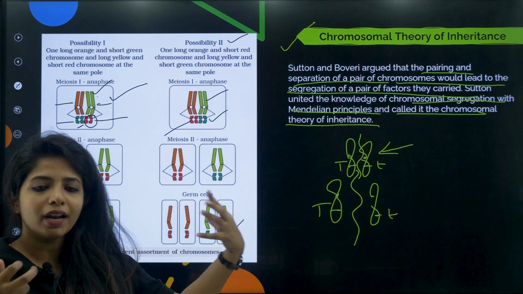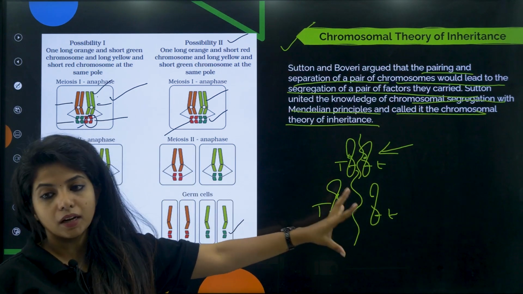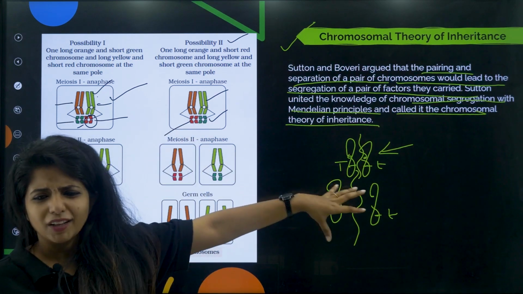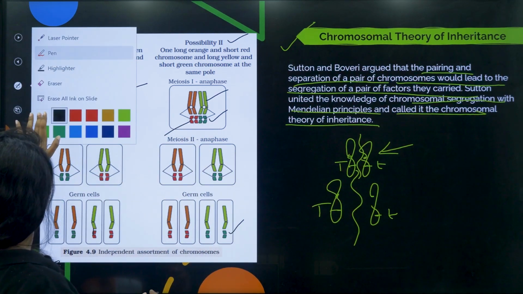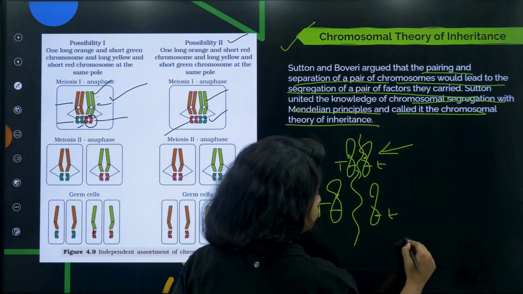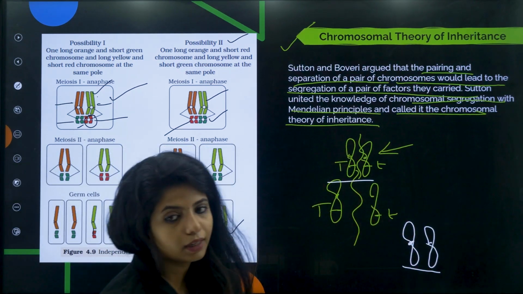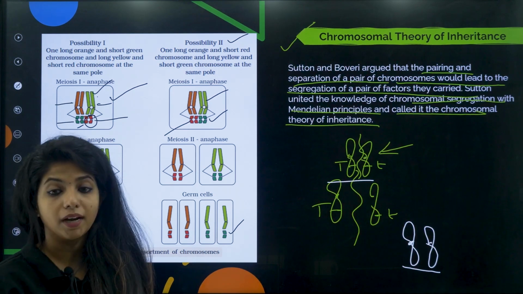Now you can add that this is independent assortment. Basically, actually this does not show independent assortment, so I should not be taking that. But if there were two chromosomes, then definitely. If this was this chromosome and this chromosome, then definitely they are showing independent assortment.